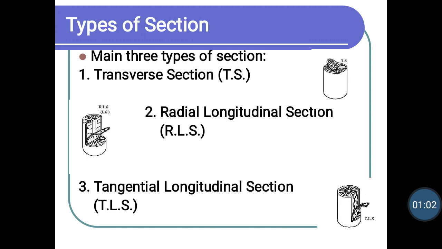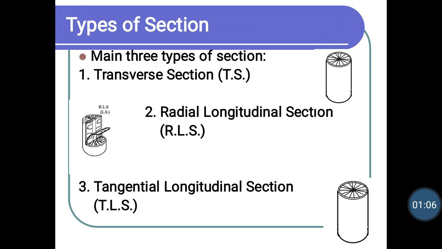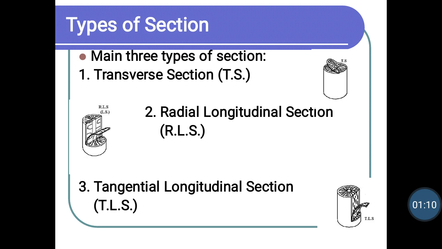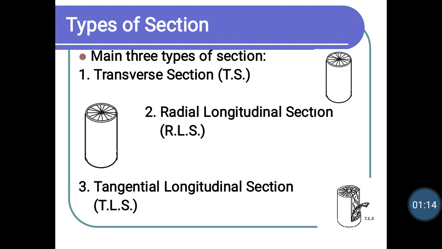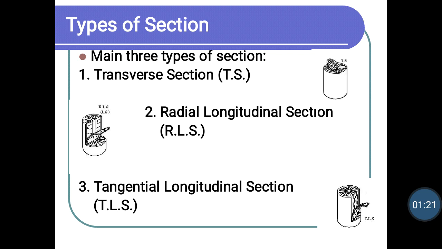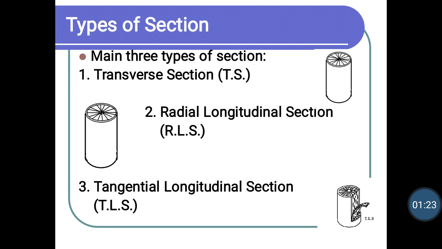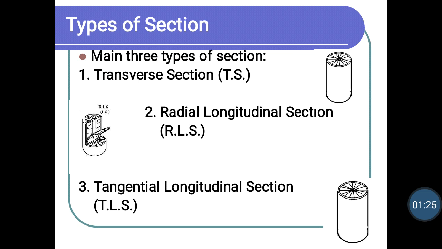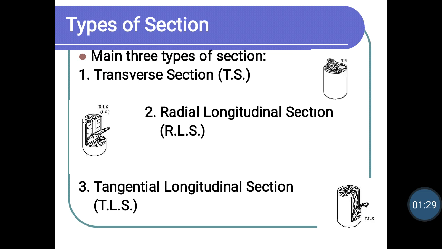Types of section: section is mainly of three types: transverse section, radial longitudinal section, and tangential longitudinal section. Transverse section: when a section is cut at a right angle to the long axis, like stem, root, leaf, then it is called cross section or transverse section.